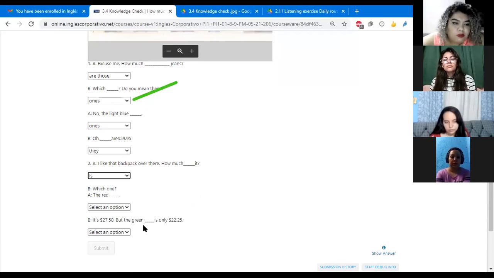Is it? And then you have select an option. Which one? The red one. Okay, good. And the last one? One. But the green one, it's only. But the green one is one.